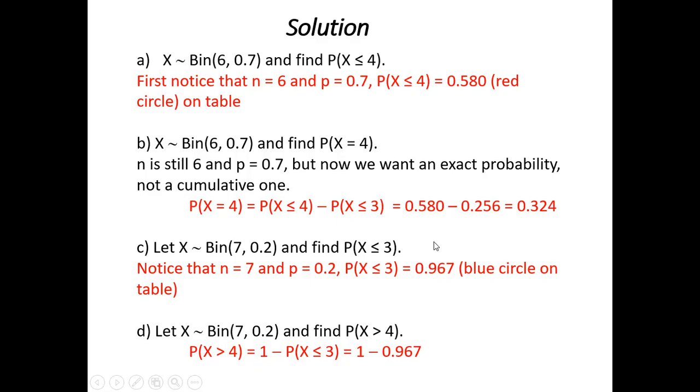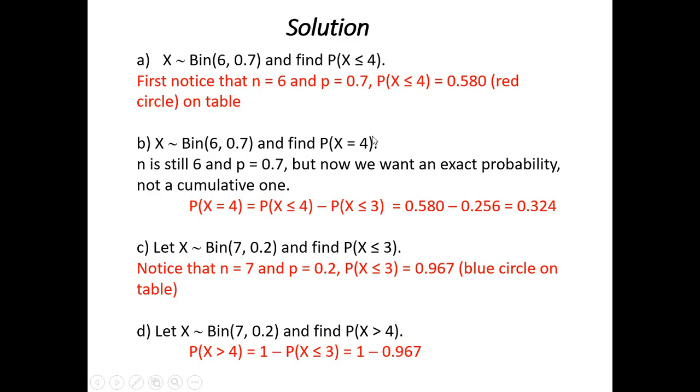I believe I have this given over here. n is 6, p is 0.7. Probability x less than or equal to 4 is 0.580. And as I've noted here, this is the red circle on the table. Okay, so I think of this as a cumulative probability because we're actually finding the probability x is 0 plus probability x is 1, x is 2, x is 3, and x is 4.